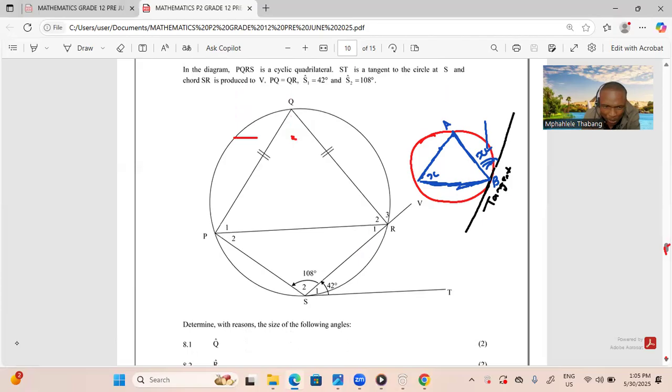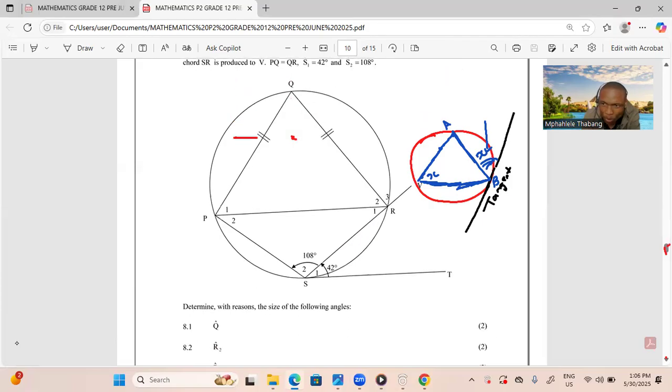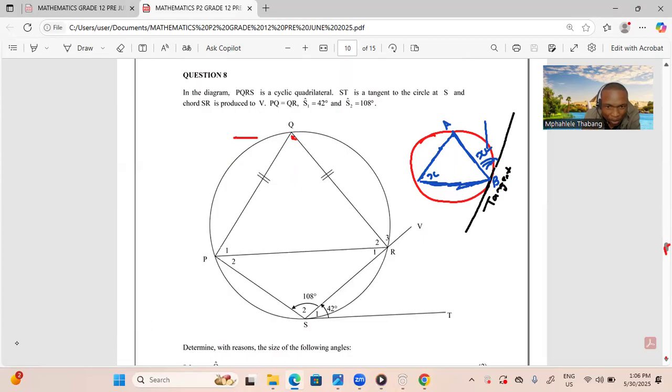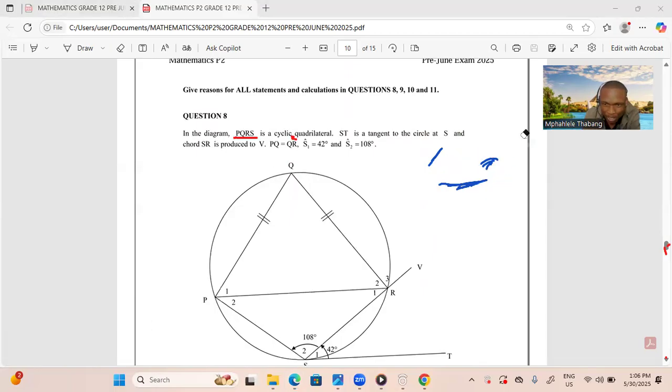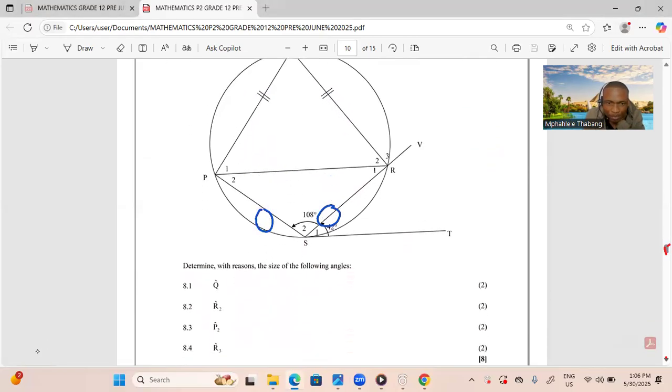Okay, then as we continue, I think as we read we were told about tangent. It's important to read your information, guys. Make sure that you read your information. We are also told that PQ equals QR. That is shown on the diagram. PQ equals QR. It is shown. S1 is 42. S2 is 108. I think we can now read the question.